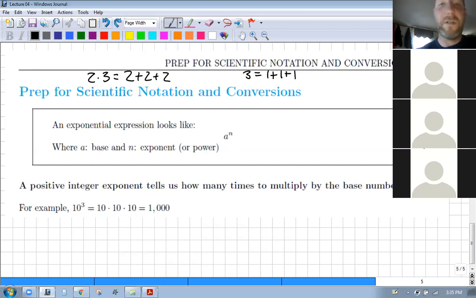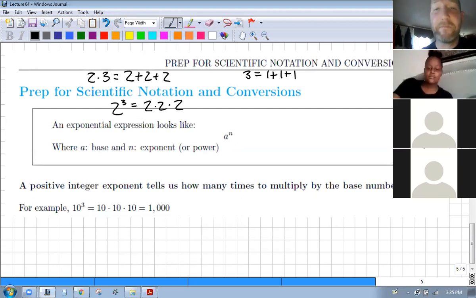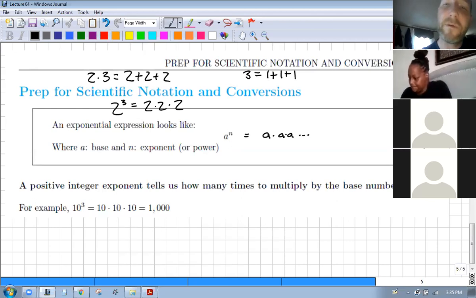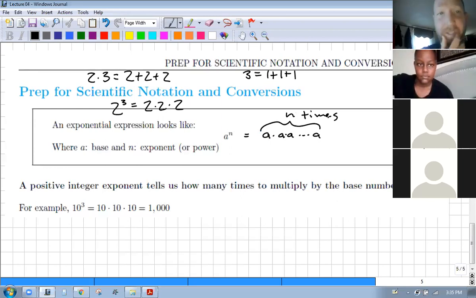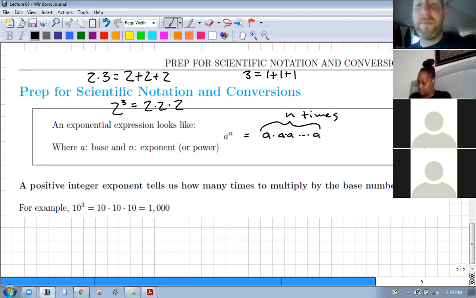And now we're dealing with exponents. We created exponents to deal with multiple multiplications. So 2 cubed is 2 times 2 times 2, right? So a to the n would be a times a times a, n times. They call these powers. Exponent, or the power to the power of.